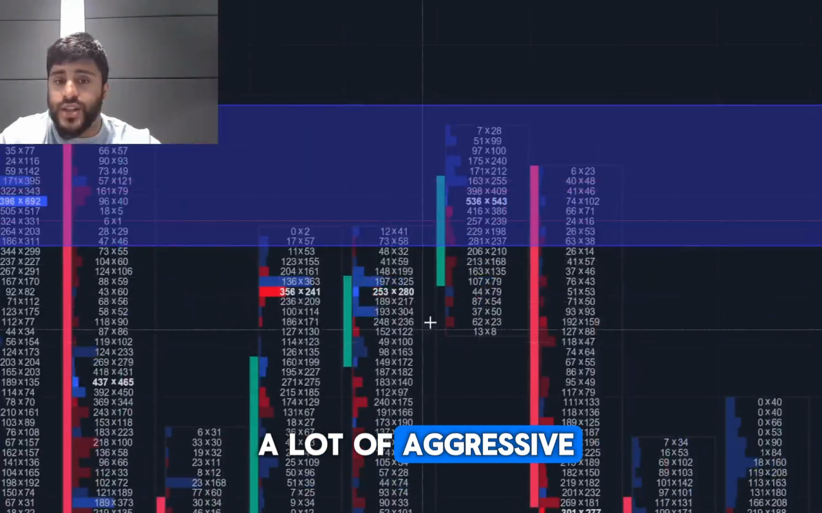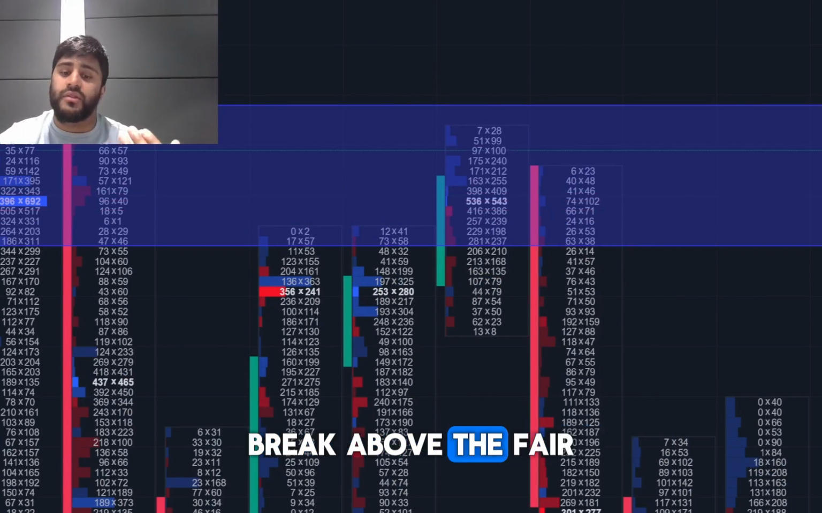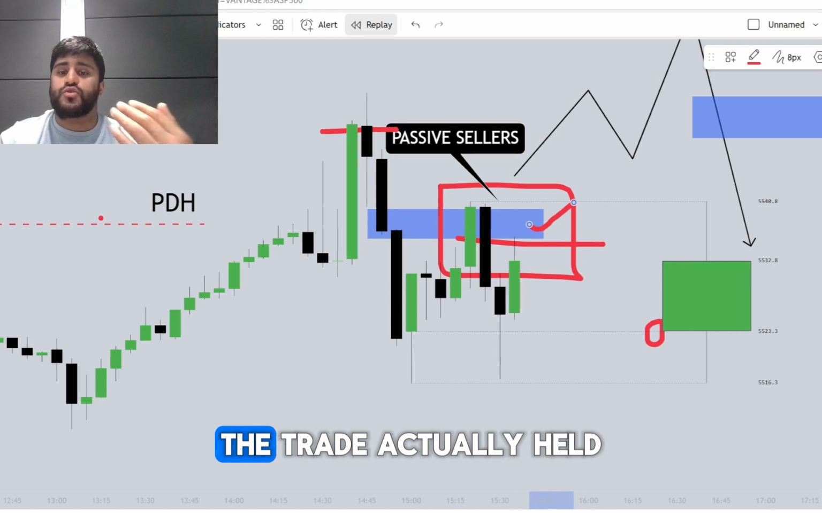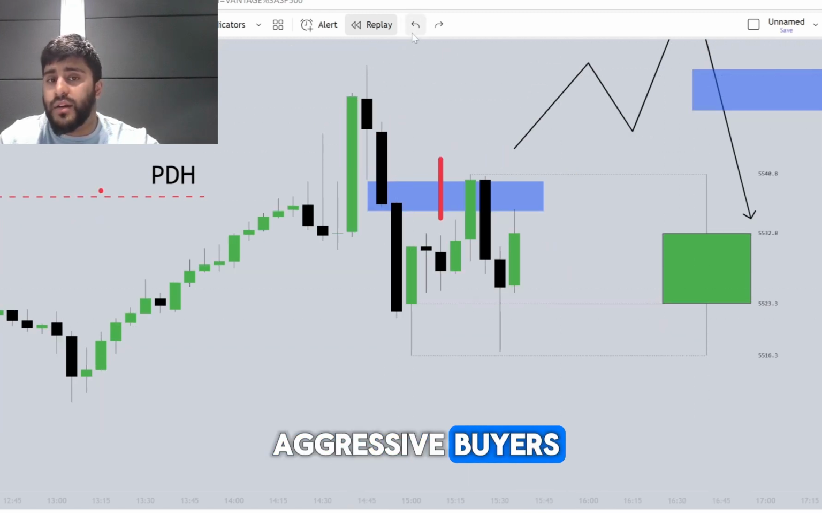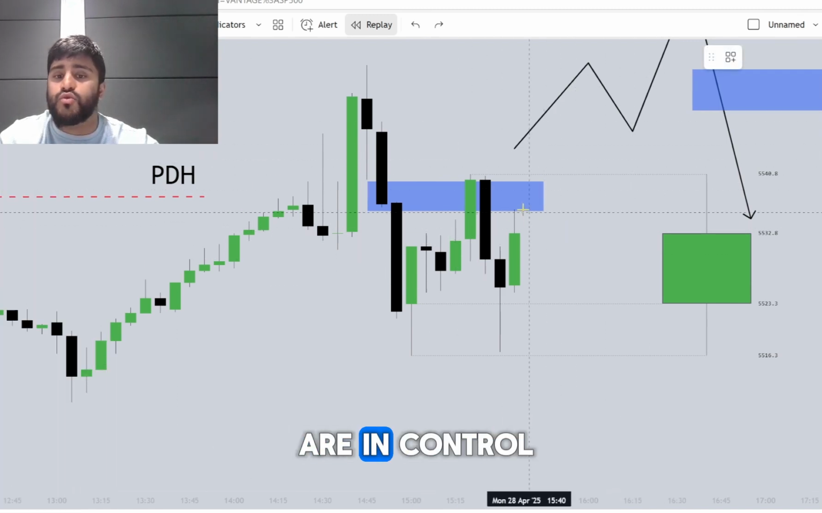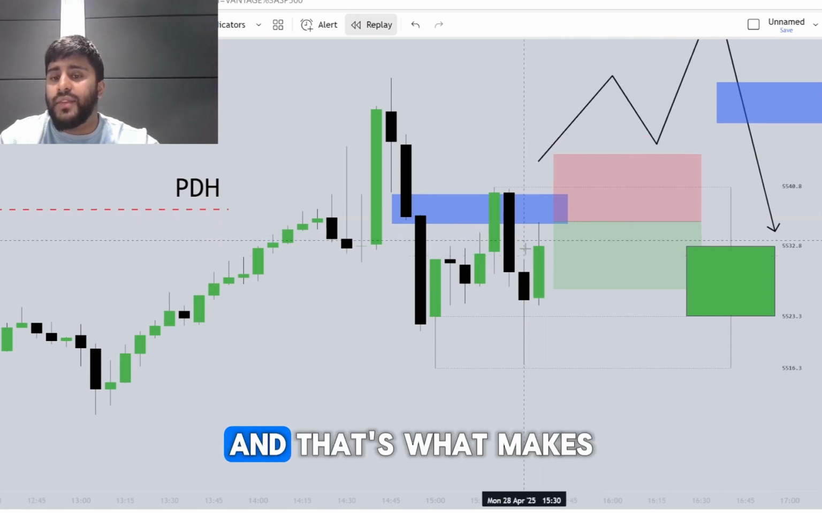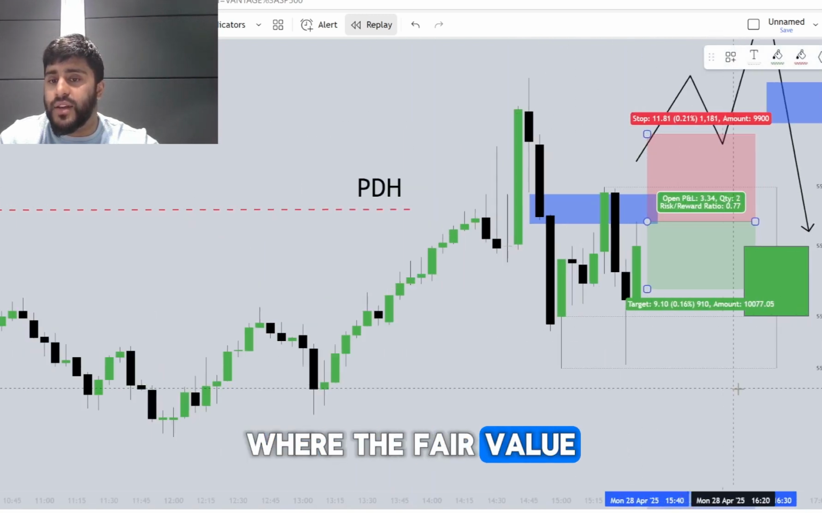So we see a lot of aggressive buyers at the top, but none of them were able to significantly break above the fair value gap. And so this is the reason the trade actually held in the first place, right? Because over here, we had a lot of aggressive buyers. Now, when the aggressive buyers fail, that means that sellers are in control. Passive sellers are in control. And that's what makes the trade valid. So you can have a stop loss kind of around this area where the fair value gap isn't.